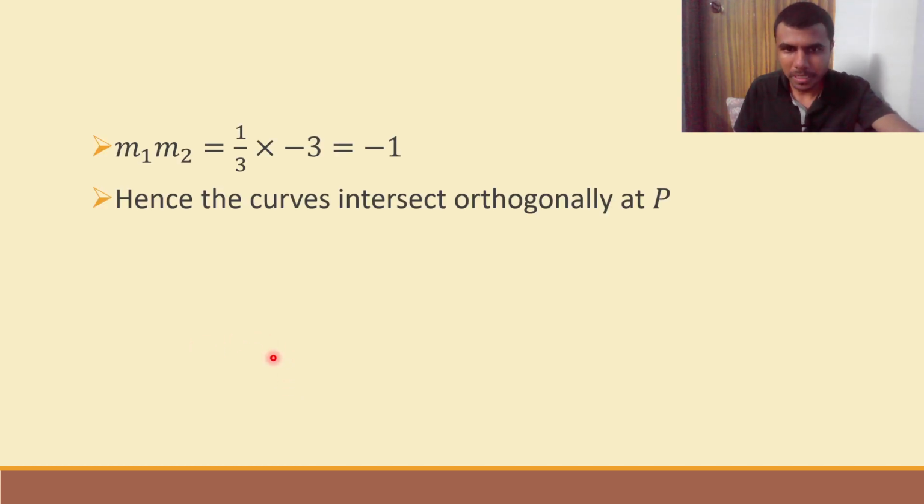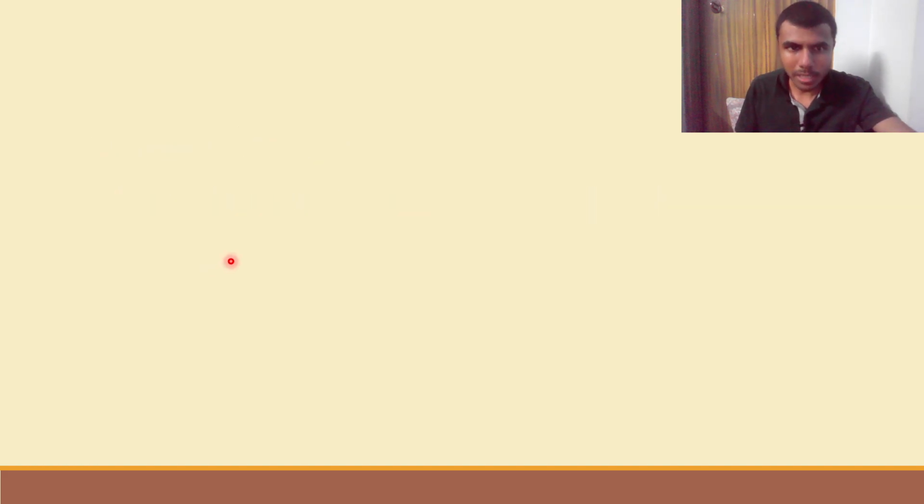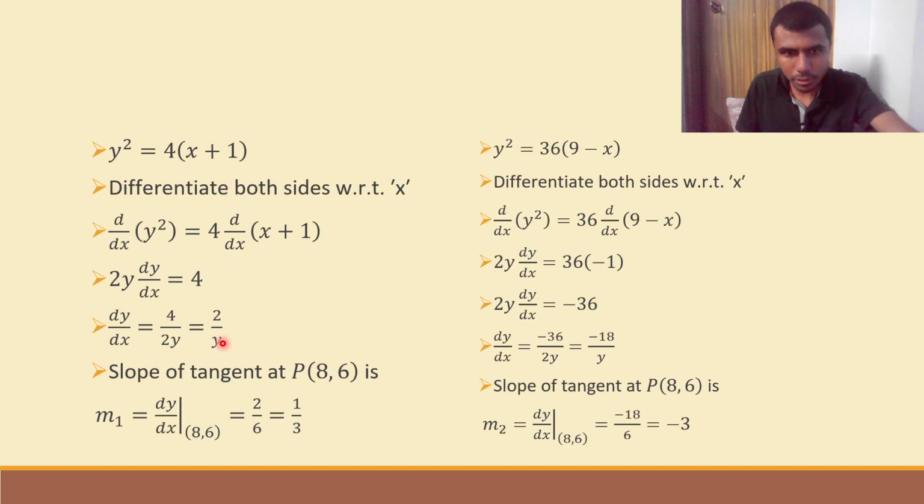Sorry. Let's continue. We showed that the curves intersect orthogonally at P. Now we did it for the first point. We also need to do the same process for Q. Now for that, our dy by dx for the first curve is 2 by y, and dy by dx for the second curve is minus 18 by y.